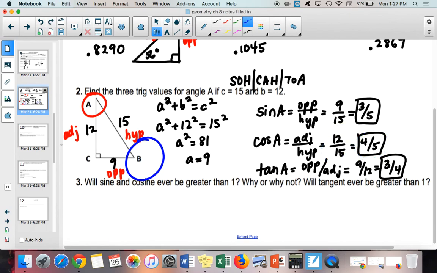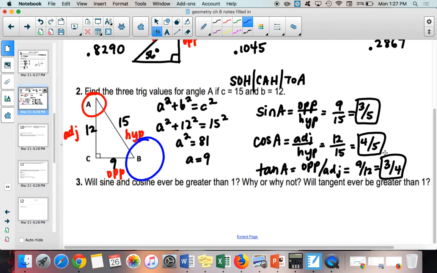What about the cosine of angle B? Guys, look up there. What's cosine of angle B? Adjacent over hypotenuse, and its adjacent would be, yeah, it'd be 9, exactly. So it's going to be 9 over 15, which is 3/5. So what's the relationship between sine of A and cosine of B? They're the same, right?